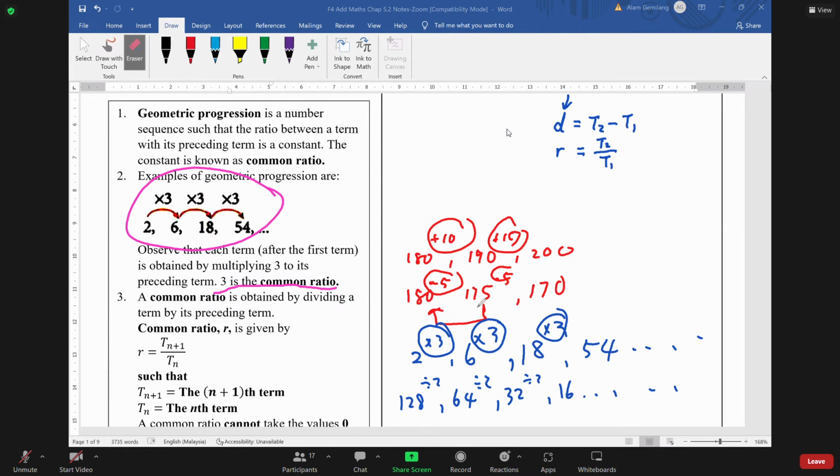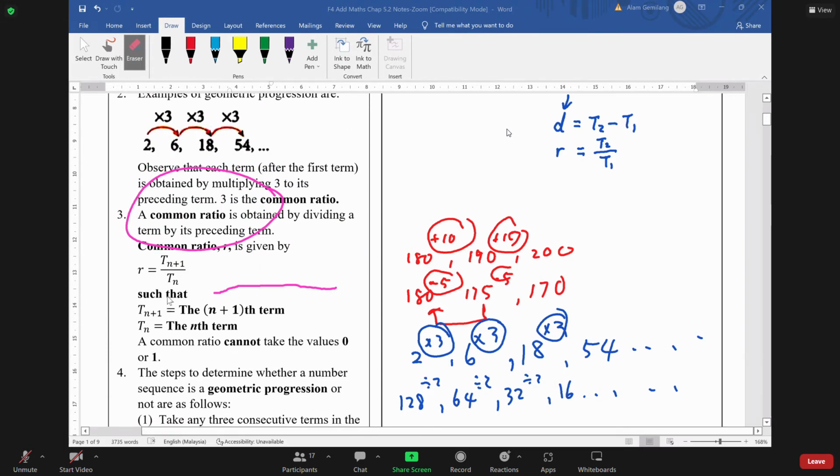So you use the second term and divide by the first term. So R is Tn plus 1 divided by Tn, or you can also say Tn divided by what? Tn minus 1, one less than the top one, and the denominator is one less than the top, right? Tn plus 1 is the n plus 1 term, and this is the n term.